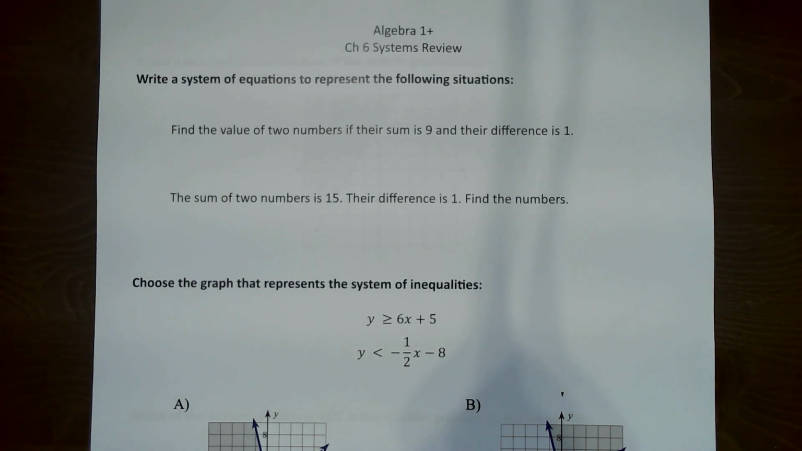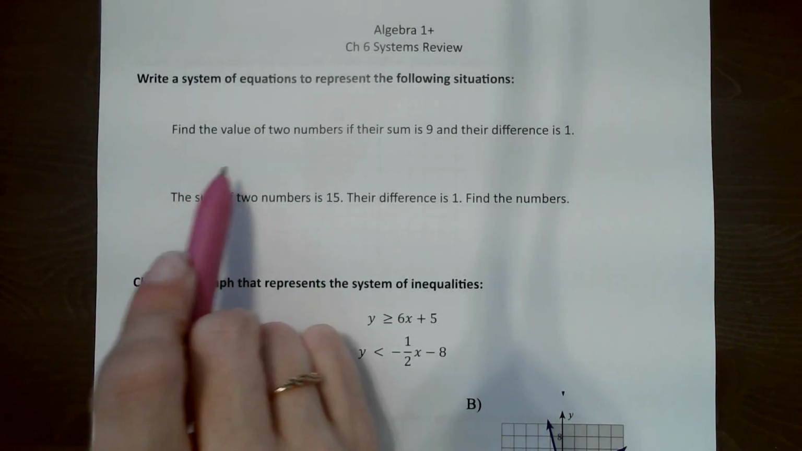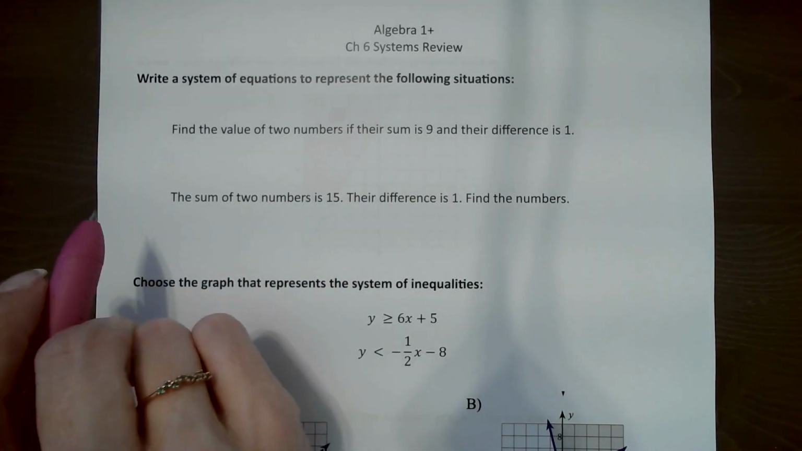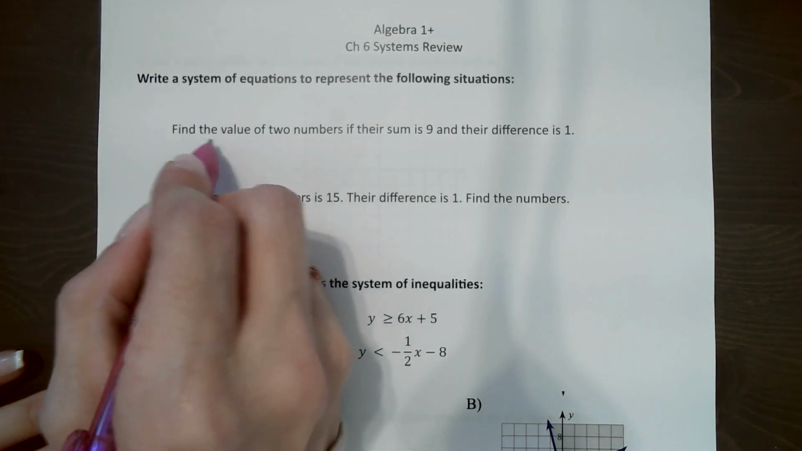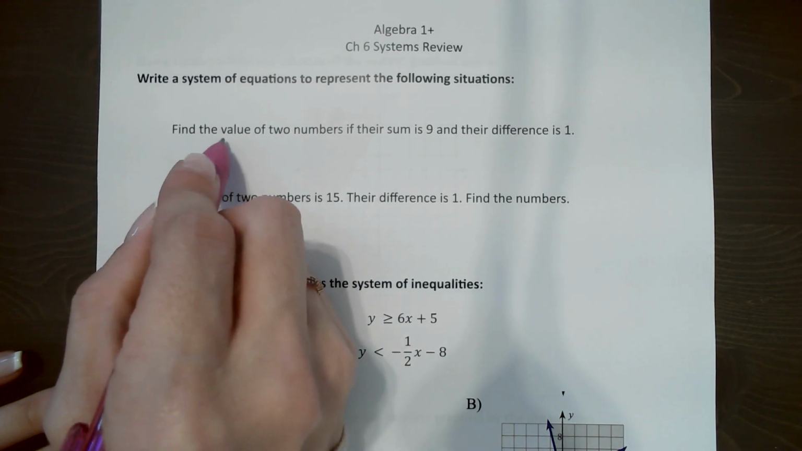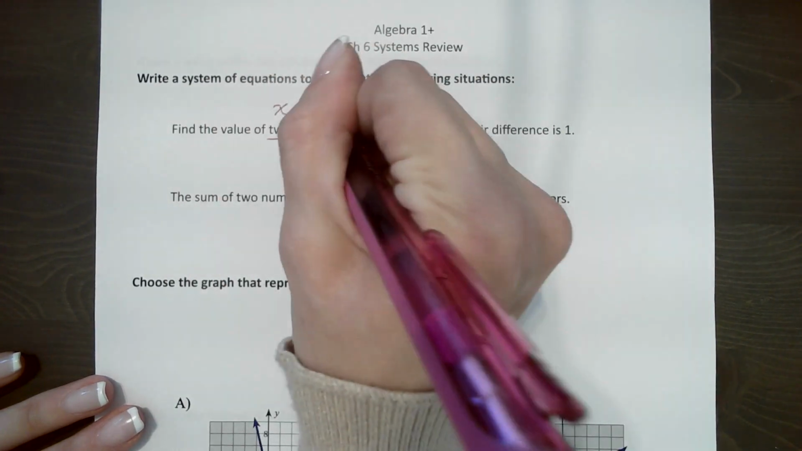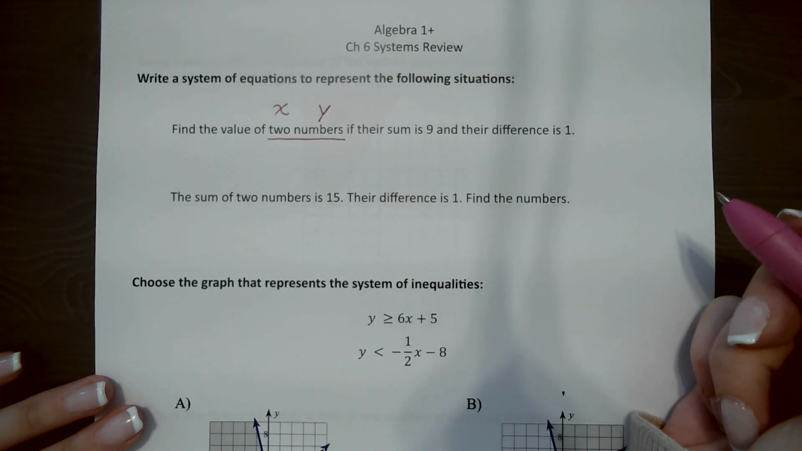The first type of question we're going to look at is a translation. We are being given a word problem and we are translating it into a system of equations. Now you guys should be feeling really great about these because you did a great job on your projects. But a couple of reminders. When you are trying to translate into an equation, take one piece at a time. So first, I see find the value of two numbers. So I'm going to have an x and a y. Those will be my two numbers.